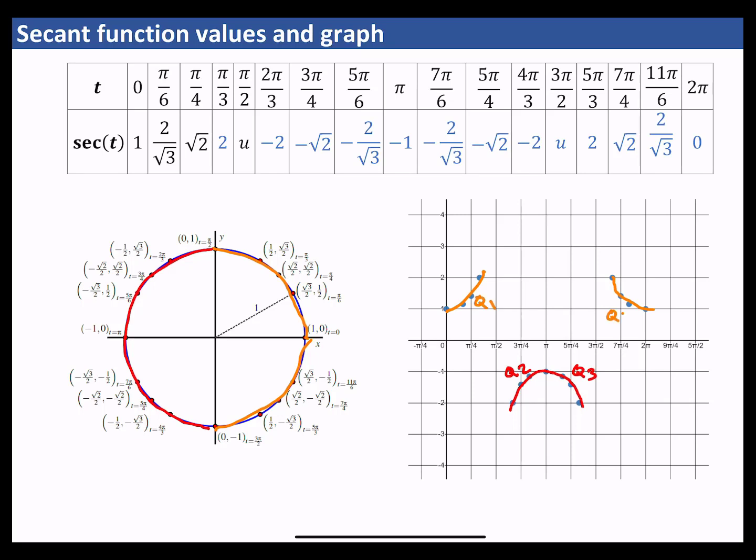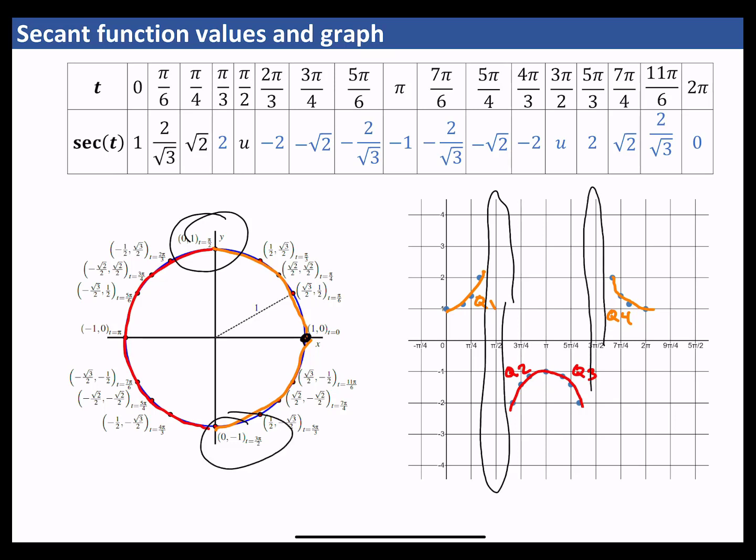Second, we notice that anytime the cosine of t equals 0, the secant function is undefined. So the secant function is undefined at t equals pi over 2 and t equals 3 pi over 2. Let's look more closely at what's happening near t equals pi over 2.